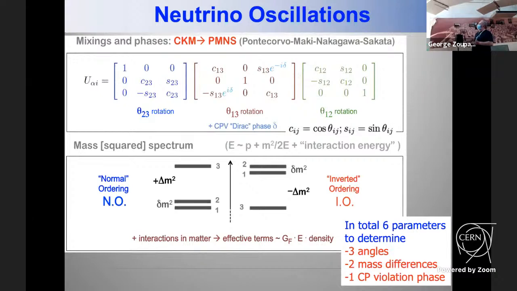This is called the Pontecorvo-Maki-Nakagawa-Sakata matrix, which relates the flavor eigenstates to the mass eigenstates. For charged leptons, the flavor eigenstates and the mass eigenstates coincide.